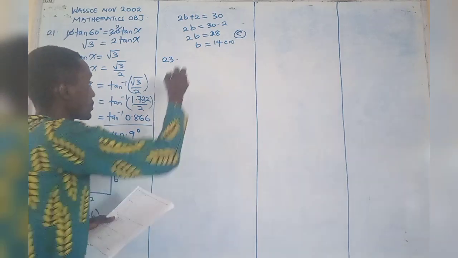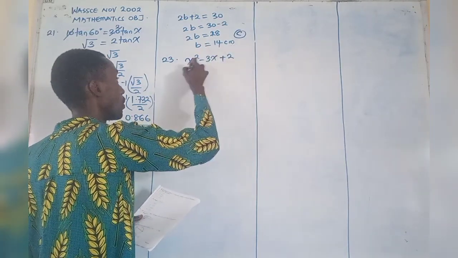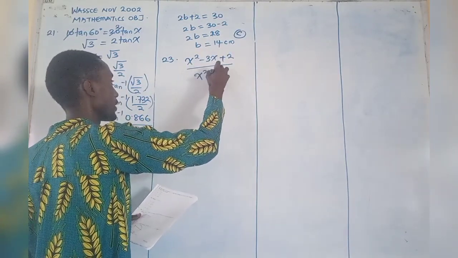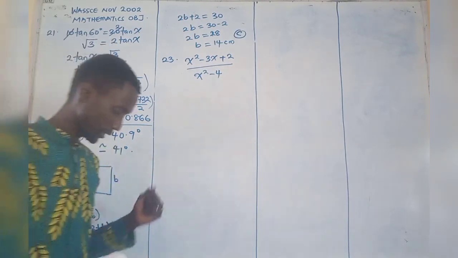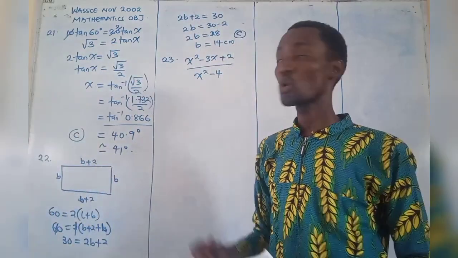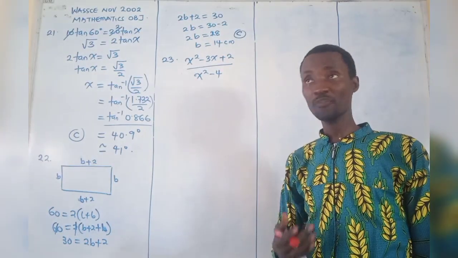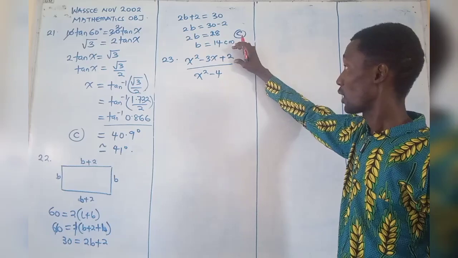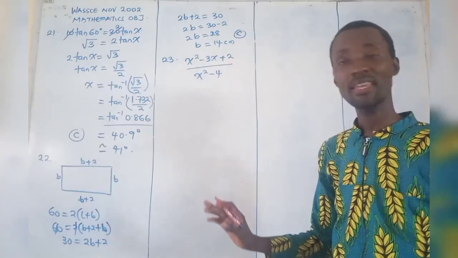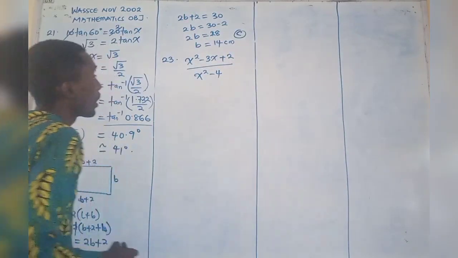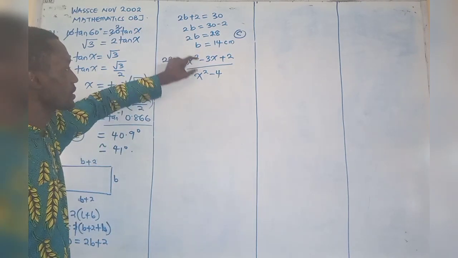We are told to simplify x squared minus 3x plus 2 over x squared minus 4. This comes under a topic called algebraic fractions. Now, what's an algebraic fraction? An algebraic fraction is any fraction such that the numerator and the denominator are expressed in algebraic terms. So these are quadratic in nature.